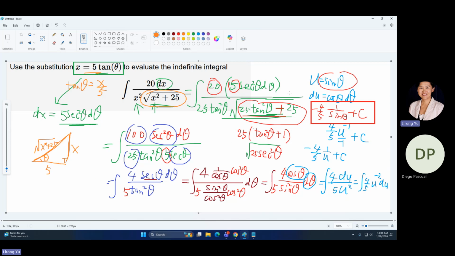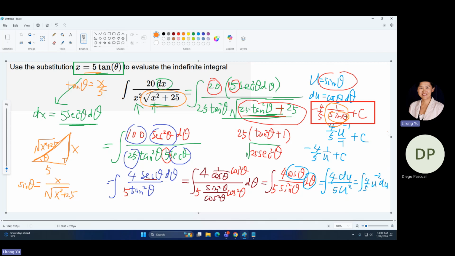We would need the sine theta, or 1 over sine theta. So in this case, sine theta is equal to opposite over hypotenuse. So it's x over the square root of x squared plus 25. That's the sine theta. So what about the 1 over sine theta? It's a reciprocal. So then 1 over sine theta should be the root of x squared plus 25 over x.